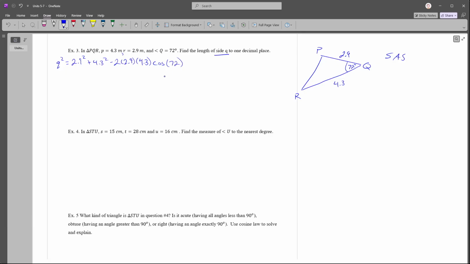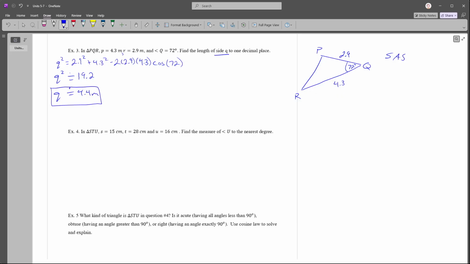Okay? Now, when you do that, we just need to calculate at this point. So we're going to end up with Q squared is going to be equal to approximately 19.2, which means Q is going to be equal to approximately 4.4 meters. And that's it.